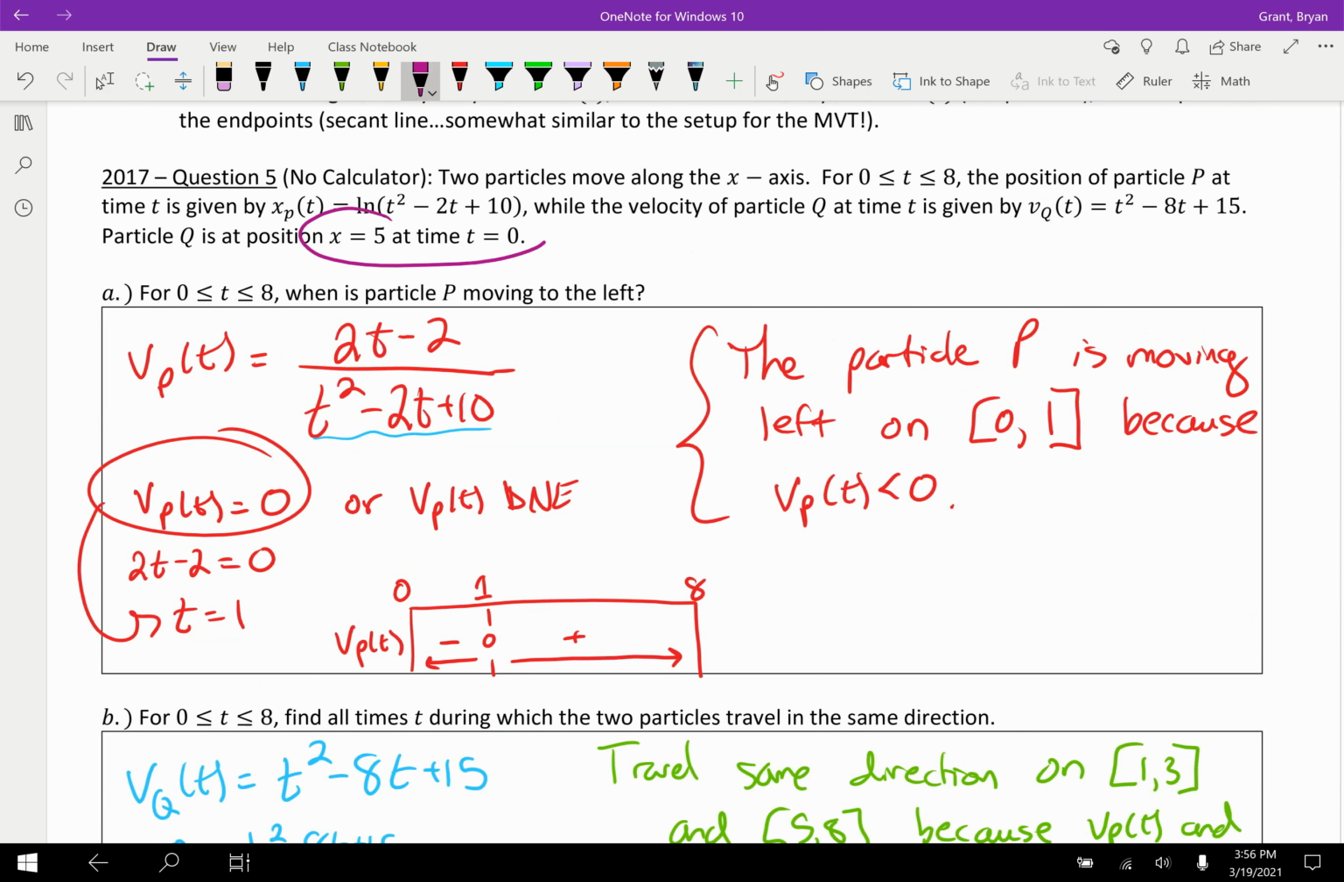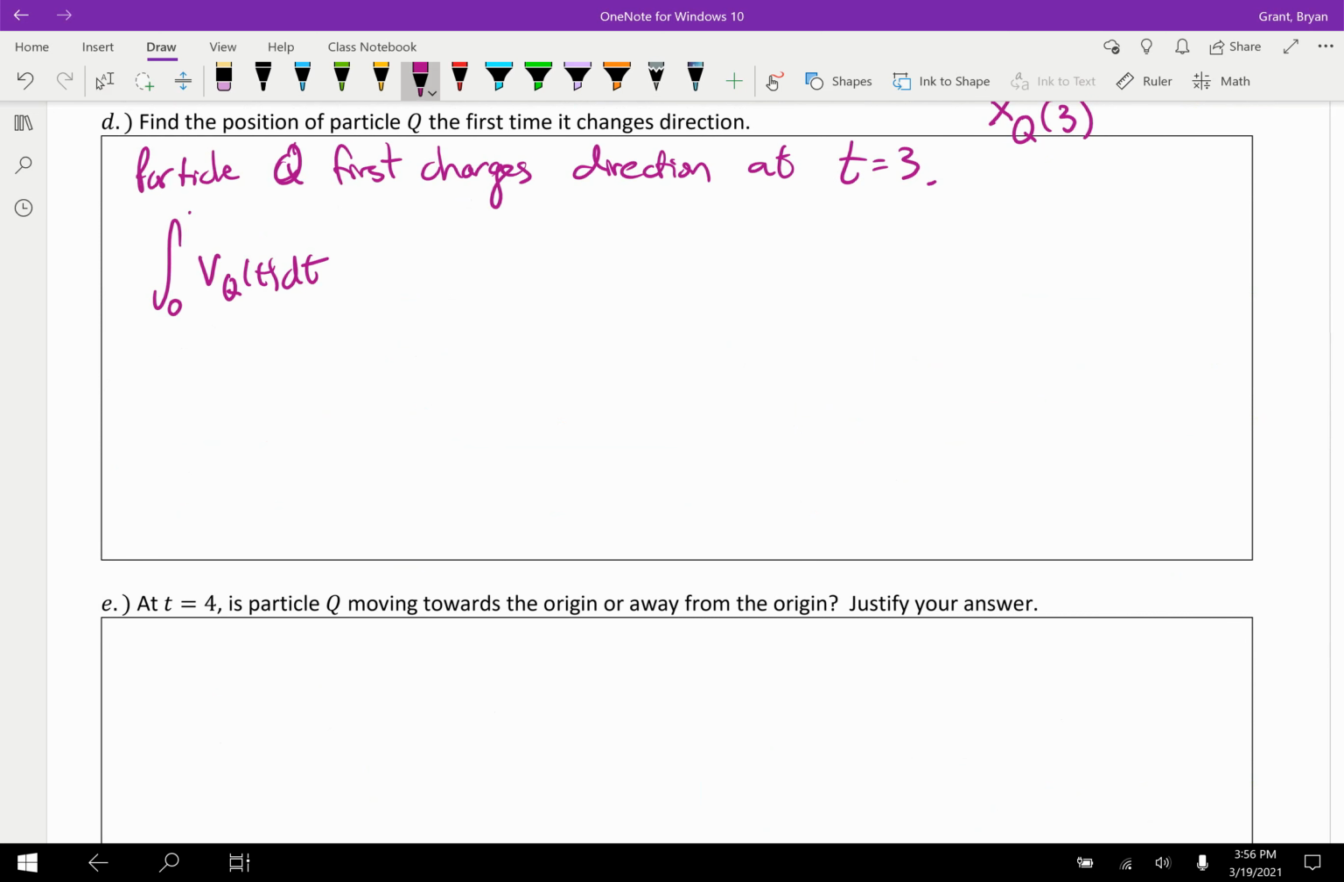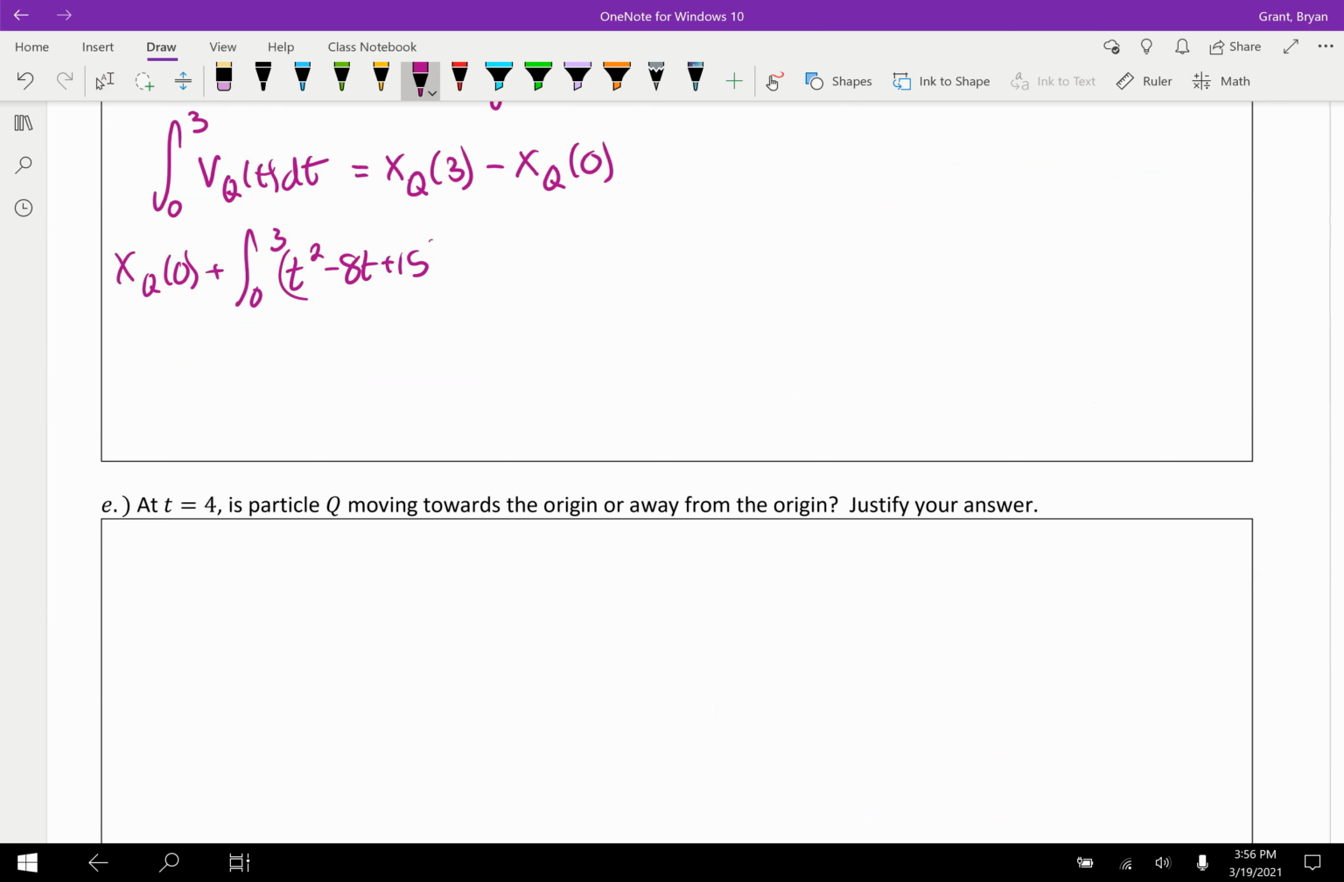We do know something. It's a position of x equals 5 at a time of 0. So that means that when we substitute in 0, we get an output of 5. All right, that means what we need to integrate from 0 to 3. And we know through the fundamental theorem that will be the position at 3 minus the position at 0. Rearranging, if we're interested in the position at 3, we need to add the position at 0 over. And we also might as well substitute in our equation here. Our equation, t squared minus 8t plus 15 dt equals the position at 3. We know that this is 5. How do we do this?